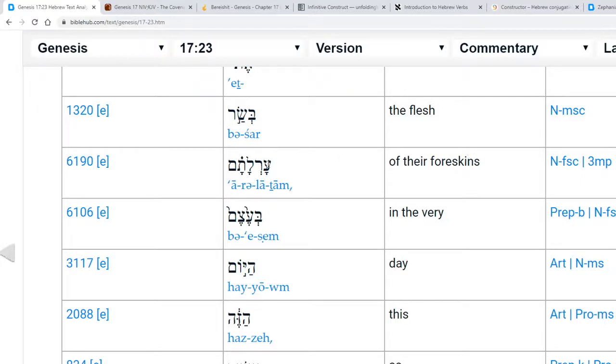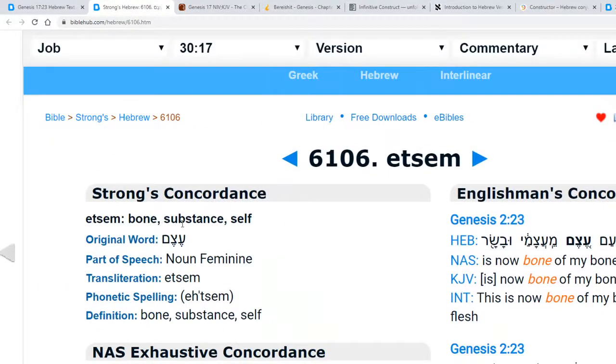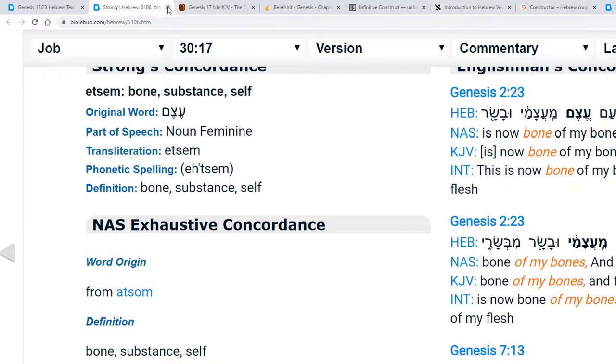And yeah, it's not strange that in the Hebrew it's in the singular. Be'etzem, prepositional bet, etzem actually means essence. They're translating it as very. So the way you can understand etzem is, bones are atzamot in Hebrew, right? So it's like the inner parts. So it's the essence. Usually I translate it that way, but they're saying very, substance, bone, substance, self. Substance is probably right.